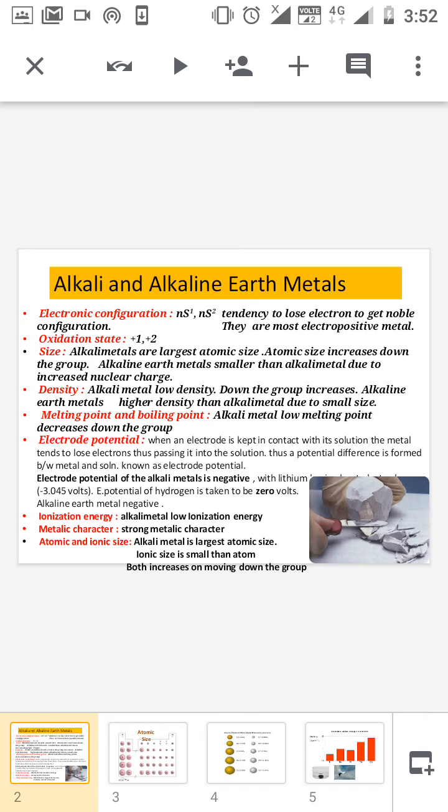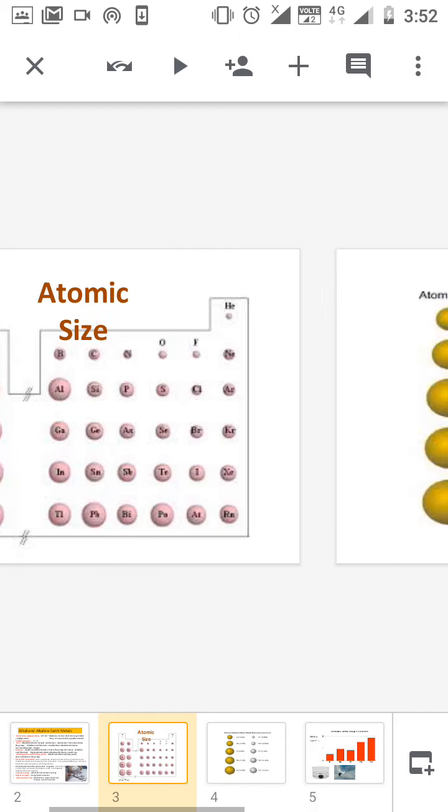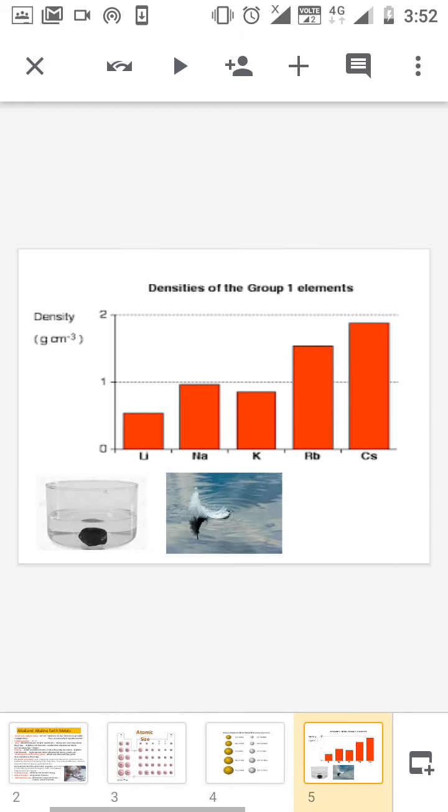Next is the density. You know that if you keep a stone in water, it definitely sinks. This is mainly because the weight of a stone is concentrated in a very small area. But when we take the same weight of feather, it floats on the water. This is because the weight of the feather is spread over a large area.